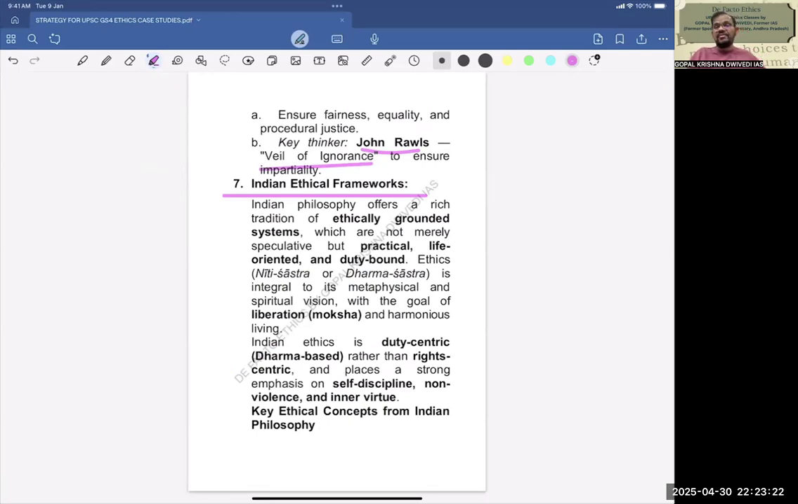Then Gandhi is there, Vivekananda is there. So all these different shastras, niti shastras, dharma shastras, and different philosophers put together constitute the Indian ethical framework, which emphasizes self-discipline, non-violence, inner virtue, and niskam karma, etc. So, what are the key ethical concepts from Indian philosophy?